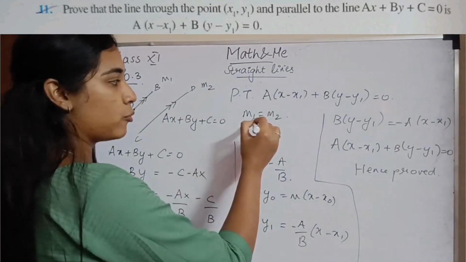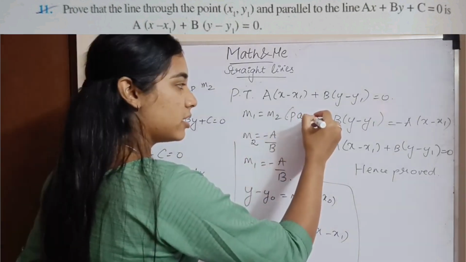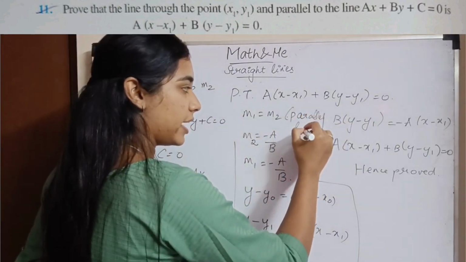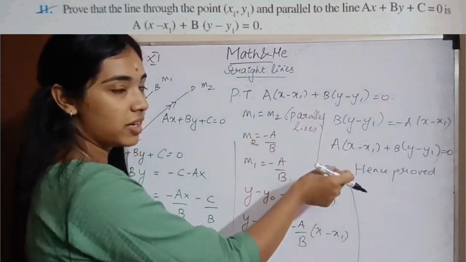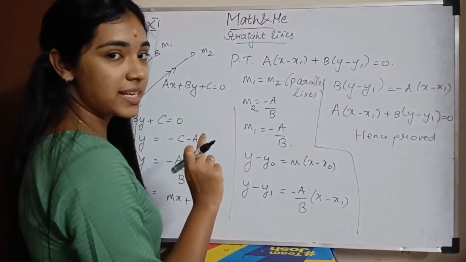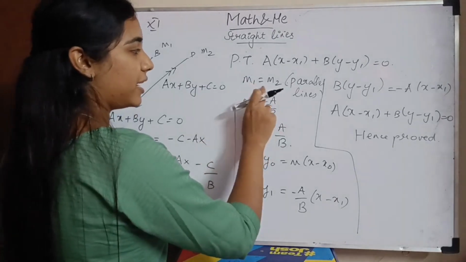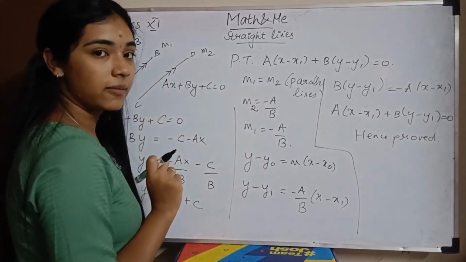So in that m1 equals m2. So what do you write? Parallel lines. If the two lines are parallel, the slopes are equal. I am writing parallel lines. But in exam, what do you write? The slopes are equal because the two lines are parallel. Okay.